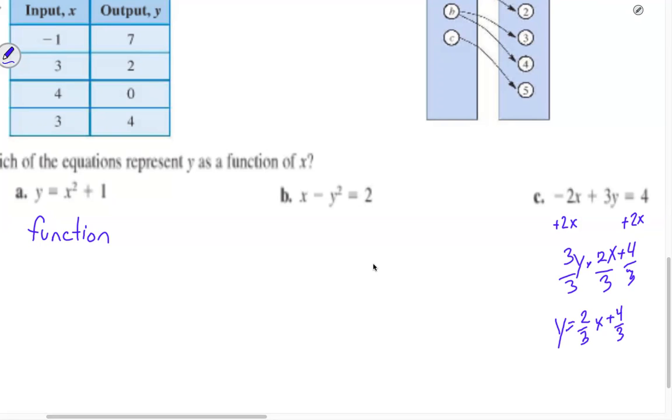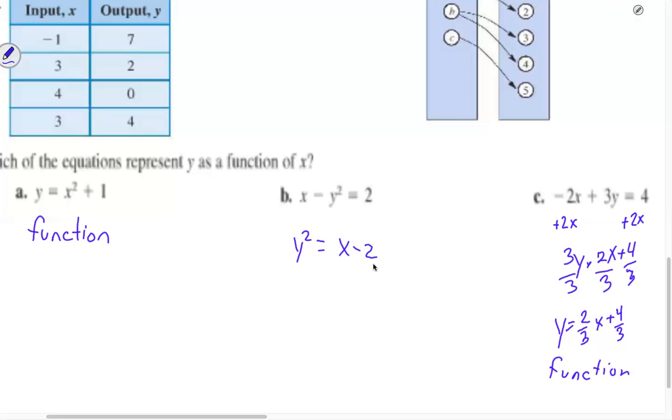The y is squared. So let's think about this. Remember, it's all about what I put in, right? So let's think about it this way. So we put these in y equals form. So let's do the same thing here. Let's get the y by itself. So we have y squared equals x minus 2.